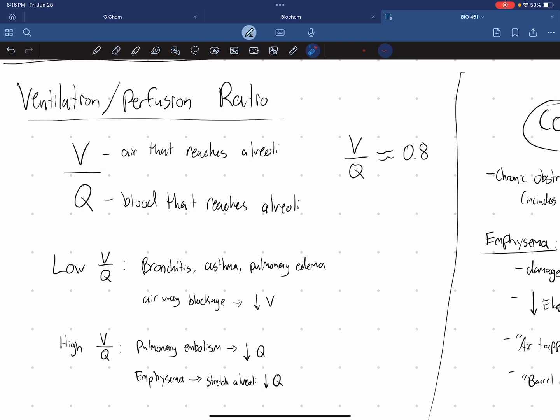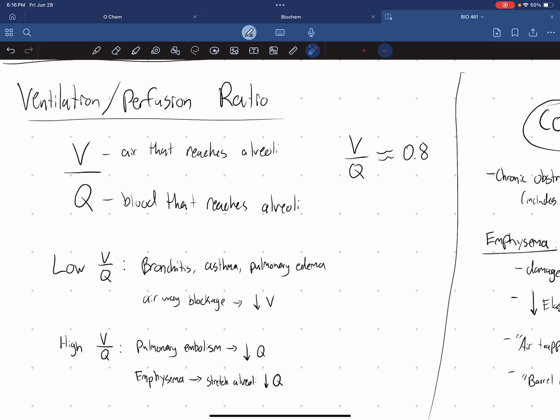So the next thing we're going to talk about are ventilation and perfusion ratios. This V over Q is the ratio. V stands for the air that reaches the alveoli, and Q is the blood that reaches the alveoli. So during this ventilation, these are the values of what reaches the alveoli and the blood that reaches the alveoli. And a normal value is around 0.8, just for reference.